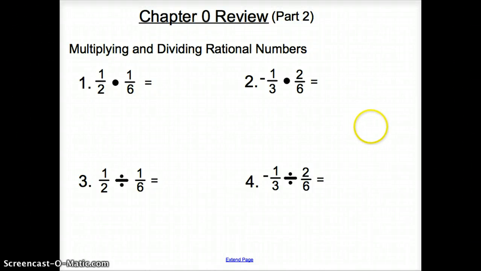Hey, welcome back to part 2 of chapter 0. We're going to start today with multiplying and dividing rational numbers, but more importantly, multiplying and dividing fractions.